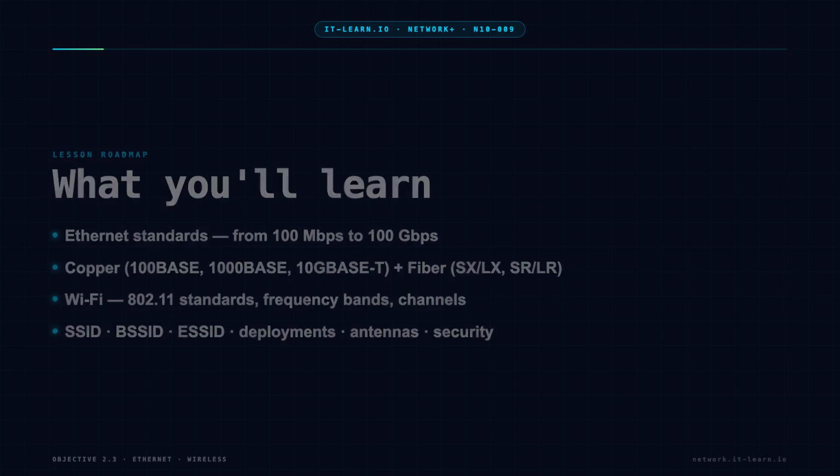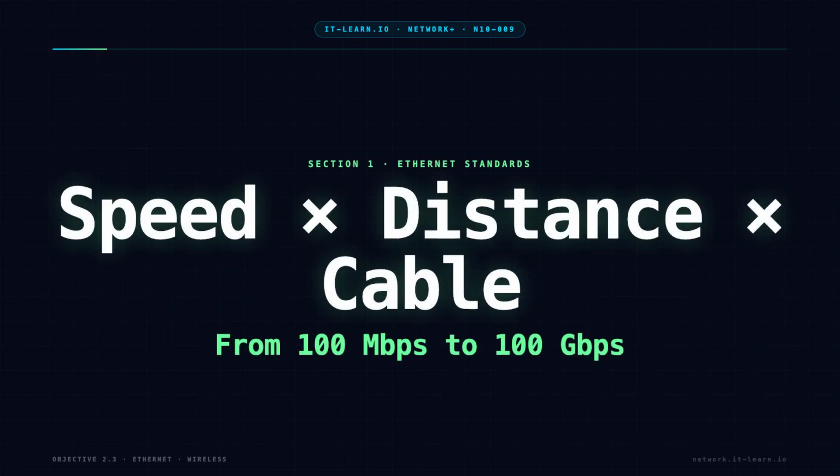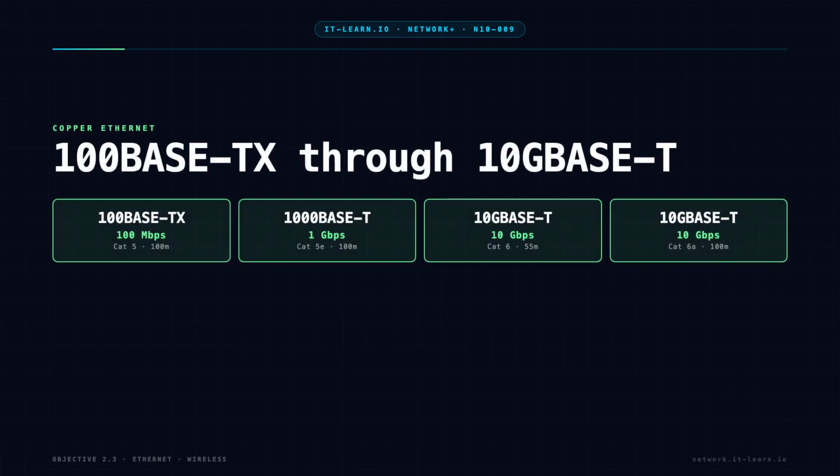Ethernet has evolved through multiple generations, each increasing speed and capability. The IEEE 802.3 standard defines wired Ethernet. 100BASE-TX, also known as Fast Ethernet, operates at 100 megabits per second over Category 5 or higher twisted pair cable with a maximum distance of 100 meters. While largely superseded in modern deployments, you may still encounter Fast Ethernet in legacy environments.